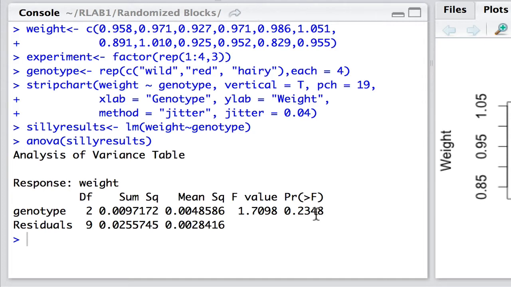Now let's do the more appropriate analysis in which we also investigate the role of the experiment. Why is that helpful? Well, it will primarily account for variability that would otherwise be treated as noise in our experiment. So here is our results 1, which we'll call it. It's the fit of a general linear model of weight related to both genotype and experiment. And you'll note that experiment we've asked to be treated as a factor rather than as a continuous predictor.